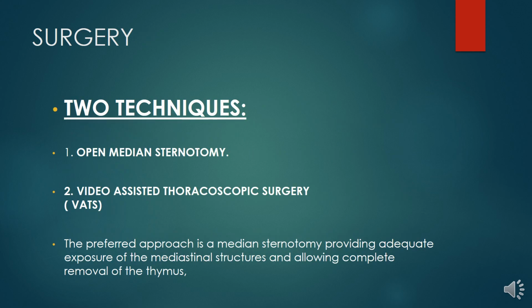So, the surgical techniques include open median sternotomy or video-assisted thoracoscopic surgery. The preferred approach is median sternotomy, providing adequate exposure to the mediastinal structures and allowing the complete removal of the thymus. So in such surgery, the goal is to explore, stage, and perform total thymectomy including surrounding fat, identifying the phrenic nerves. Patient is intubated, ventilated, and a full median sternotomy is performed to expose and explore the thymus, identify the extent of disease, open the pleura bilaterally to assess for lung metastasis, and identify the location of both phrenic nerves.